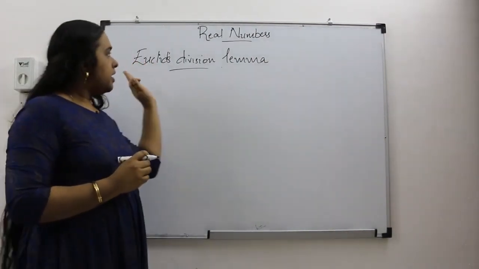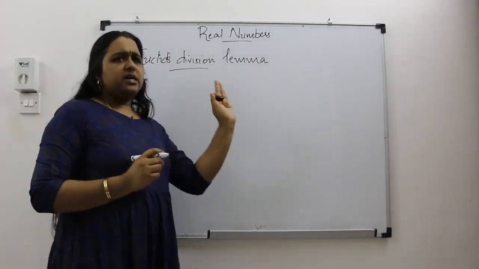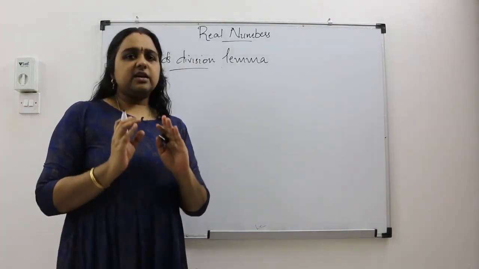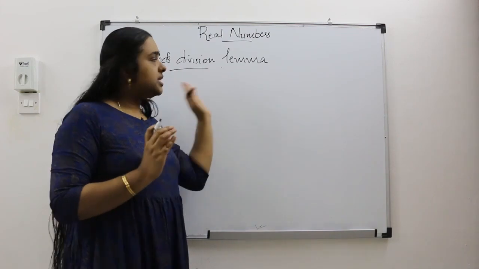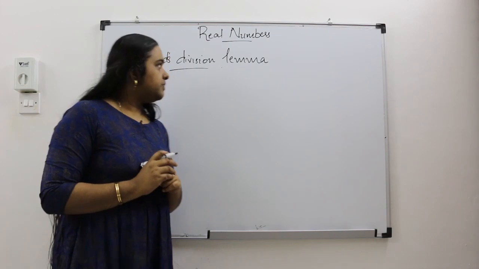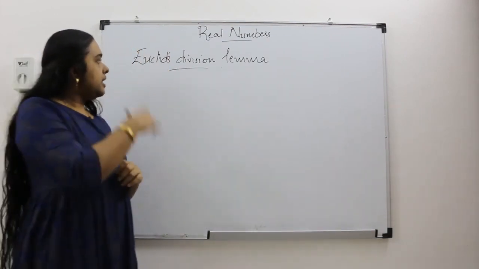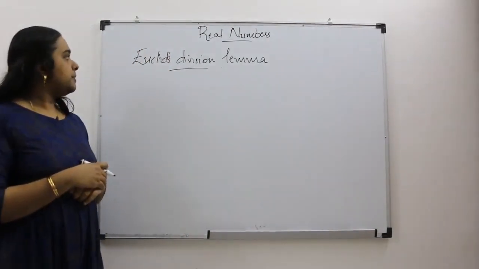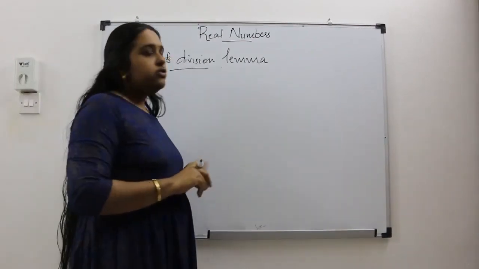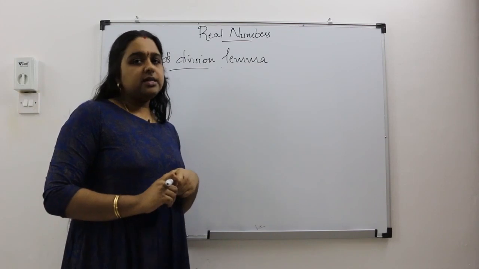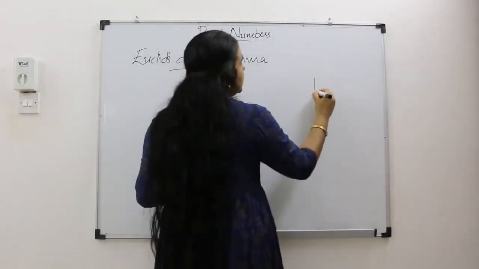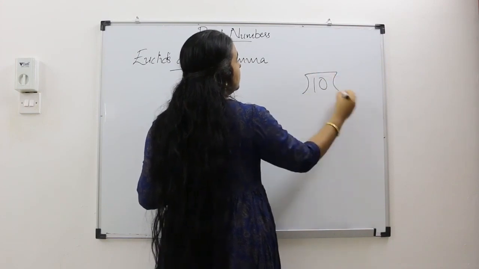Okay. Euclid's division lemma is not a tough thing. You just need to have a basic understanding. You just need to understand the concept behind this. Then it will be very easy to understand. So, let's get into this topic. Euclid's division lemma. We all know how to divide two numbers, isn't it? So, let's divide 10 by 3.